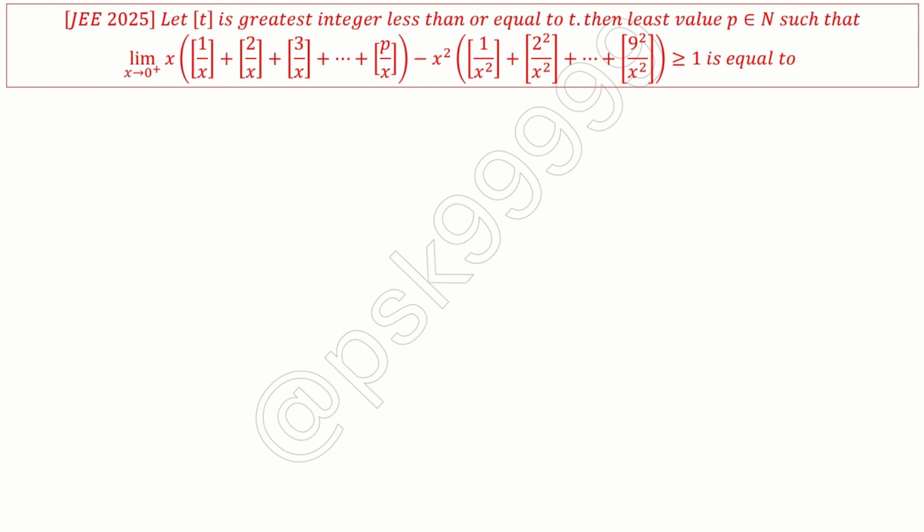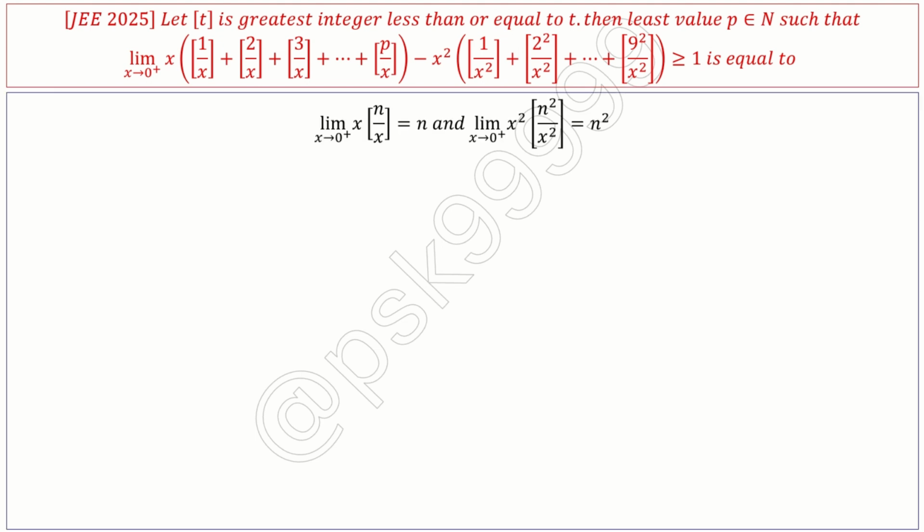So let's see. We know that these GIF functions are very interesting and sometimes we get confused. So always first find out what is the GIF of the given function, then you go to the next step. Here, in the first case, I have limit x tends to 0 plus x times [n/x]. Let's see this. n by x, where x is a small positive value, then what will be the value of n by x? It will be infinity.